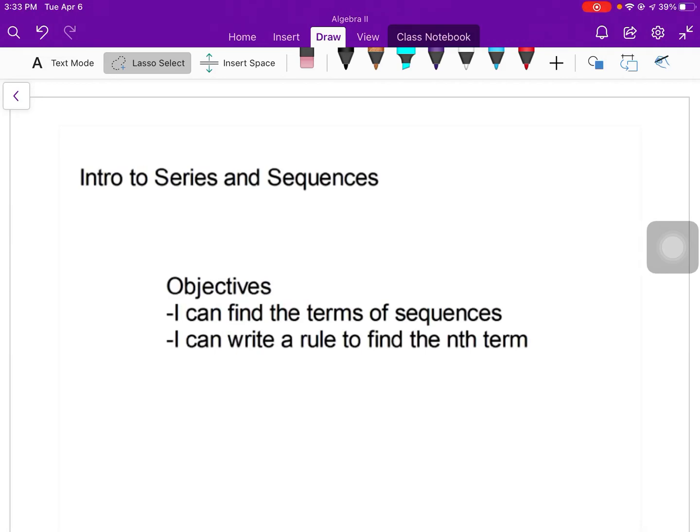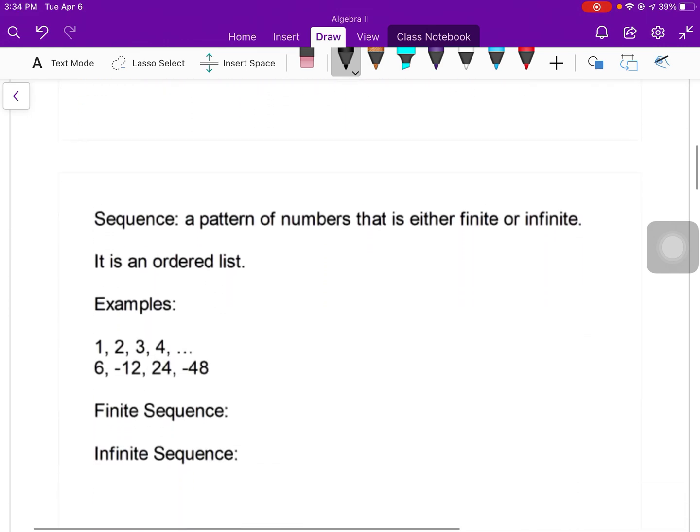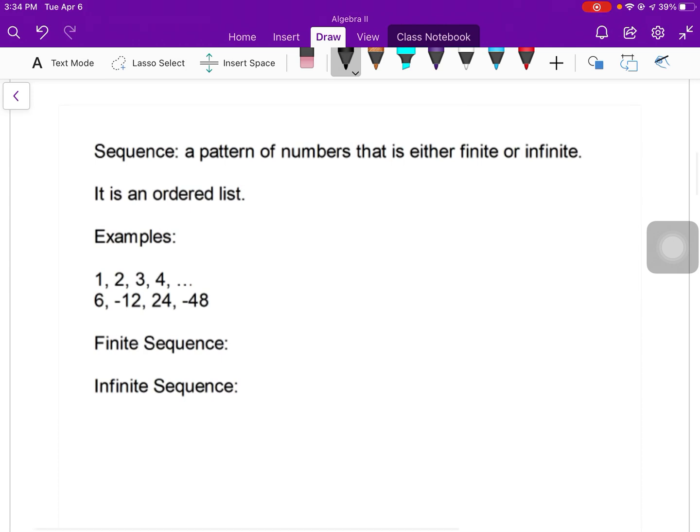Sequence and series. Sequence and series are very closely related. In fact, the only difference between them is a sign. In a series, you're going to add the terms together, and in a sequence, they're separated by commas. Because a sequence is a pattern of numbers that are either finite or infinite.